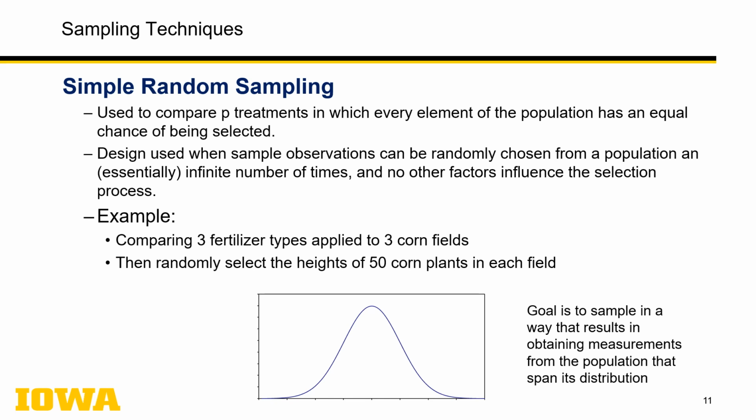So again, the goal is to sample in a way that results in obtaining measurements from the entire population that spans its distribution. You don't want to have most of your samples on the high end. You want to compare the heights of students, University A versus University B. You don't want to end up with a sample that contains most of the basketball team. That would skew your reality of the heights towards the high end. So we want to make sure that we avoid that sort of bias in our sampling, to randomize it as much as possible.